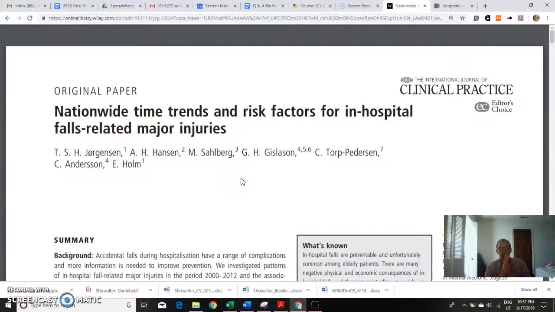All right. Welcome to Denmark. This is the happiest country on earth, according to many surveys. Unfortunately, this is not a happy topic in Denmark. We're looking at what turns out to be an increasing rate of in-hospital falls that result in major injuries.